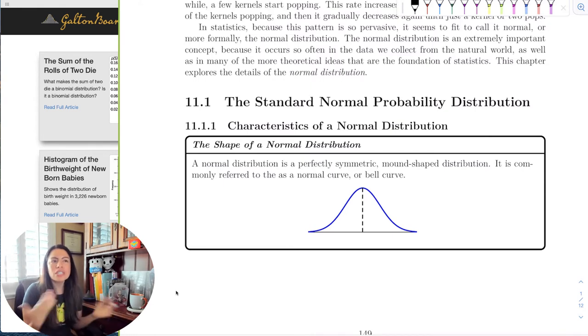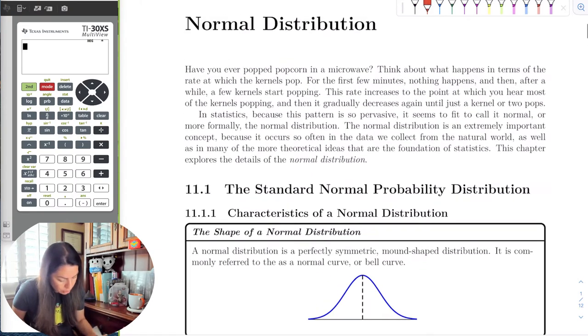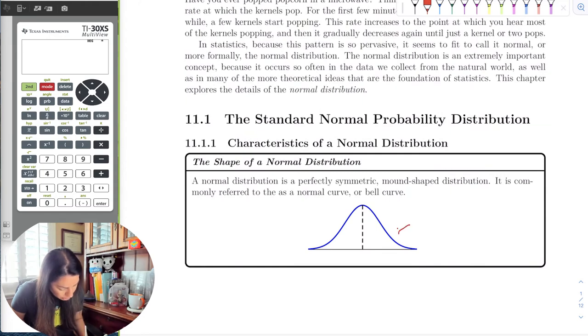Okay, so just looking at the shape, aesthetically, it makes a bell curve. It has a peak in the middle, and then it's symmetric all the way through. So we know that it will be symmetric on each side. Let me write that out. And the middle is always the peak.